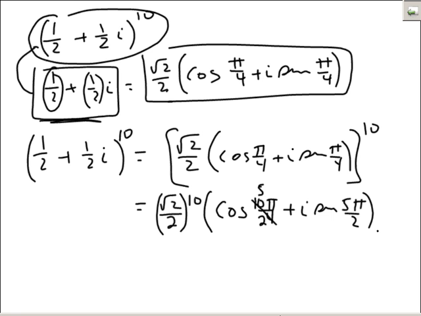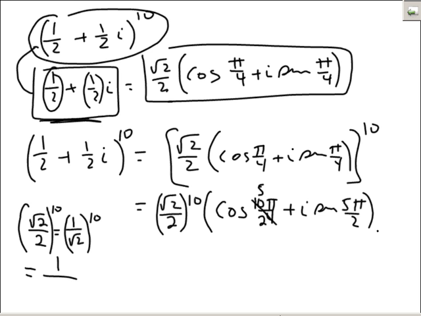Now, keep in mind that the square root of 2 over 2 is really 1 over the square root of 2. So, raising this to the 10th power is the same as raising this to the 10th power. So you get 1 to the 10th power, which is 1, and the square root of 2 is 2 to the half. When you raise it to the 10th power, you multiply the powers. Half times 10. Half of 10 is 5. And 2 to the 5th is 32. So you get 1 over 32.